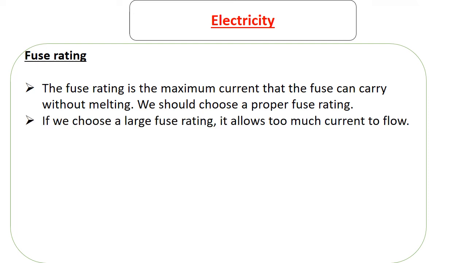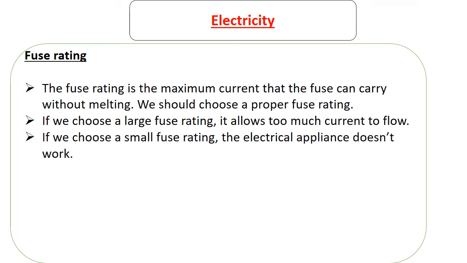First, if we choose a large fuse rating, it allows too much current to flow. A large fuse rating means a fuse can allow too much current without melting. Therefore, even in case there is abnormal current going to your appliance, that abnormal current can pass and end up destroying your appliance. Second, if we choose a small fuse rating, the electrical appliance doesn't work. If the fuse can only allow a very small current, smaller than the operating current of your appliance, the appliance won't be working.